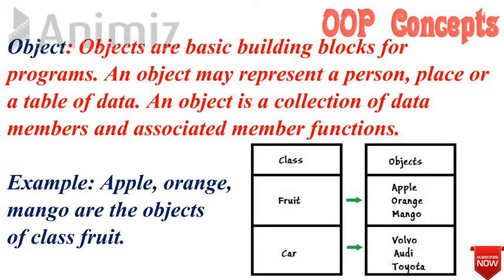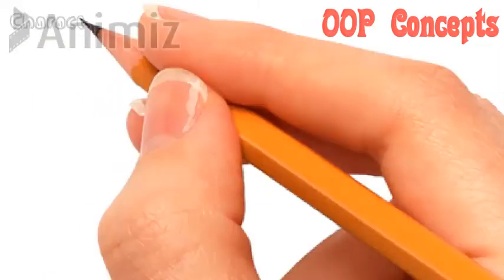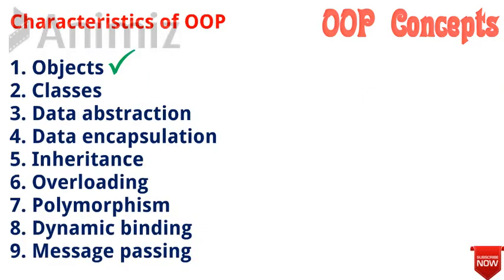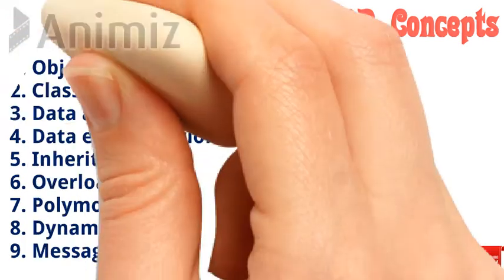If we take a class as fruit which contains objects like apple, orange, mango, banana, etc. Or if we consider a class as car, we have different types of cars, that is Volvo, Audi, Toyota, etc. Therefore, we can say object is a real world entity. Now, we'll see the second characteristics of OOP, that is class.